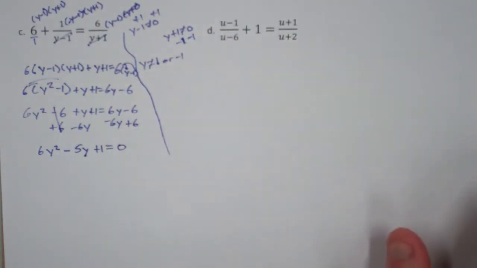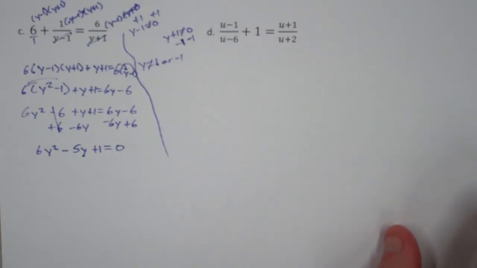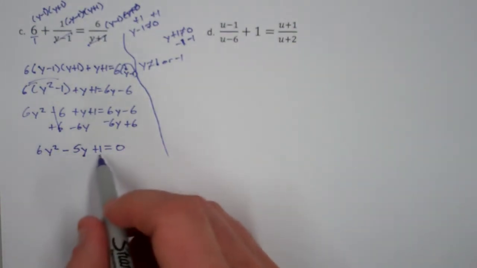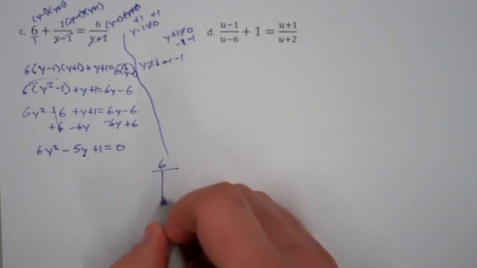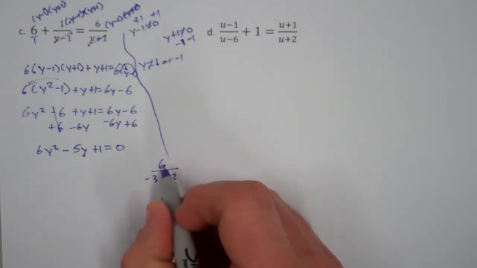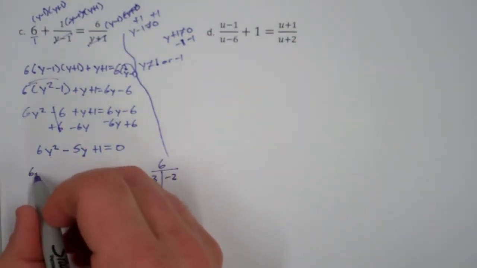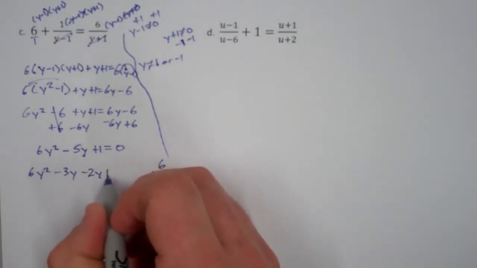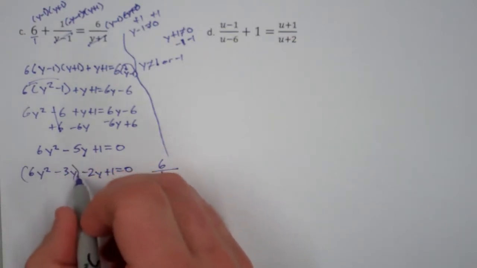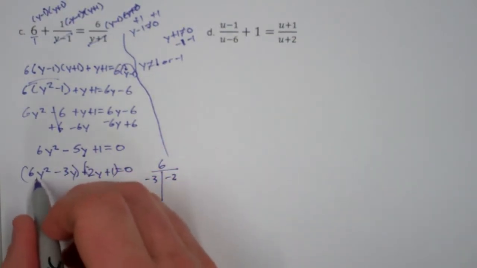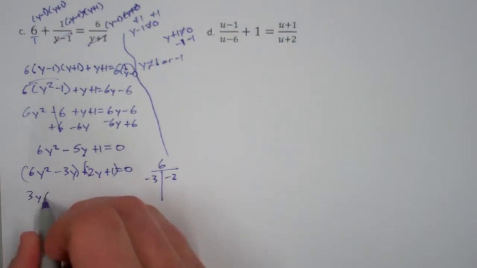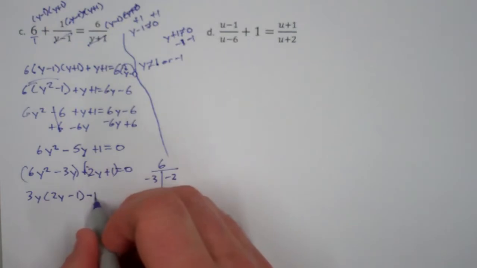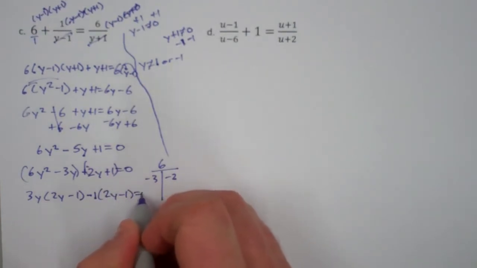There's a few different ways to solve this one. You can factor, complete the square, or any of those things. We'll try to factor this one using the AC method. So 6 times 1 is 6, and I know that negative 3 times negative 2 is 6, and they add up to negative 5y. With the AC method, all we're doing is just splitting that middle term up, and then we're going to factor by grouping. So we'll factor a 3y out here, leaving 2y minus 1. And then we'll factor a negative 1 out here, leaving 2y minus 1.